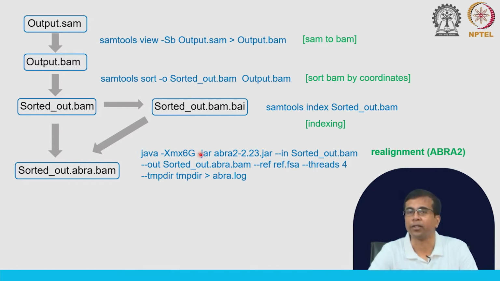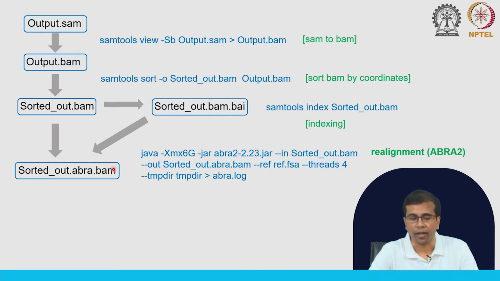Again, I mentioned what this command actually means. We are calling Java here, and then we are limiting the memory usage to 6 GB using this command. Then we are calling the program, version 2.23, and we are specifying the input file name, giving the output file name, and then also mentioning the reference file name, which is the reference sequence. Then the number of threads that you will use to run in the processor in the computer. Then we have also created a temporary directory, and that is where this log will be generated.